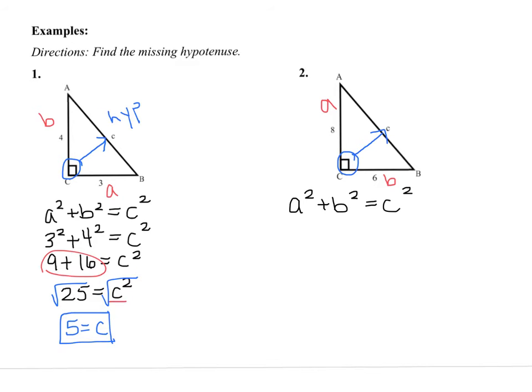We know that A is equal to 8. I'm going to square that. Plus B squared is 6, and that equals C squared. 8 squared, 8 times 8 is 64.